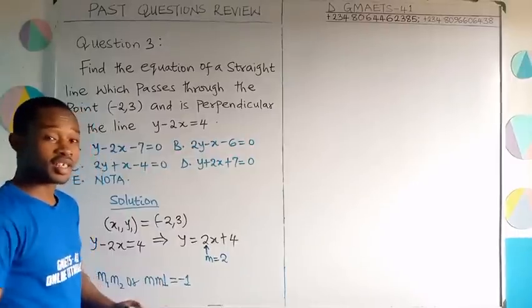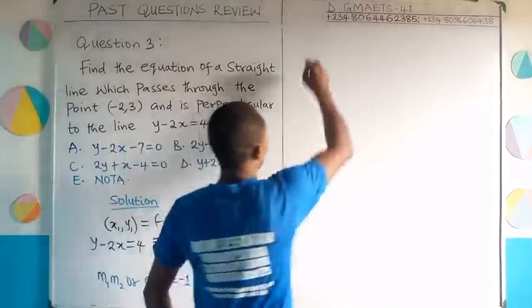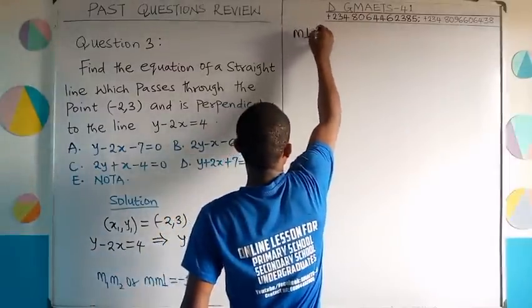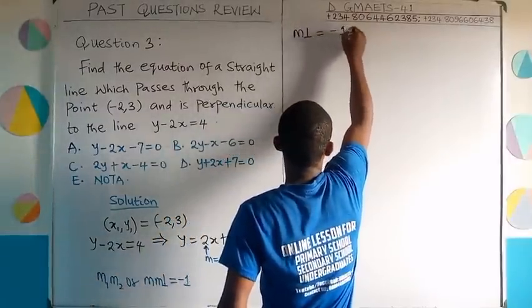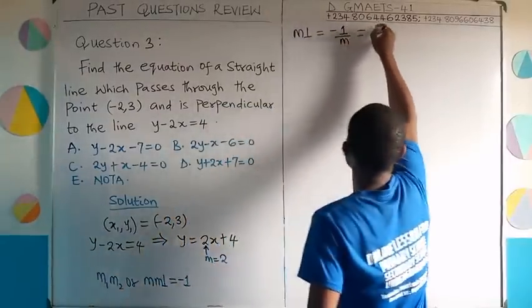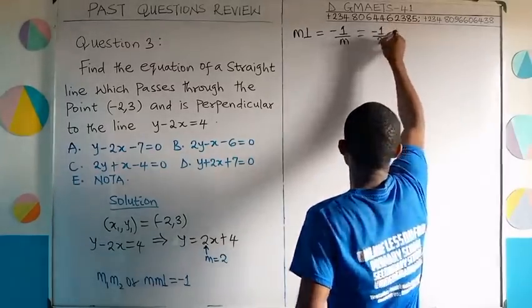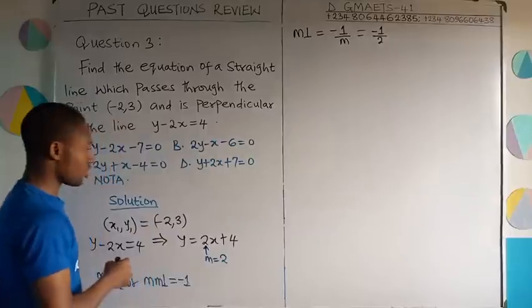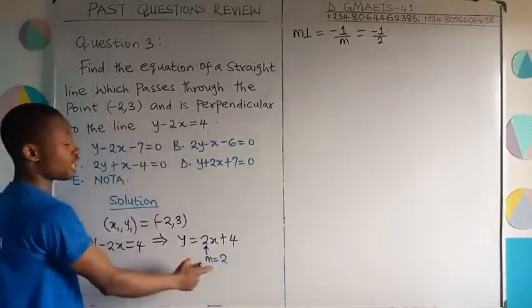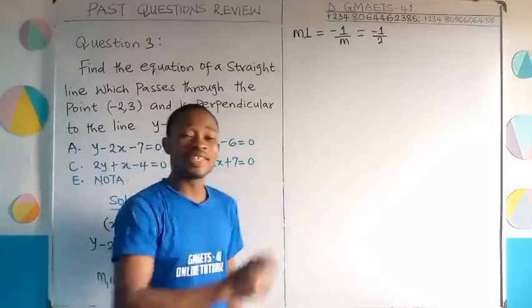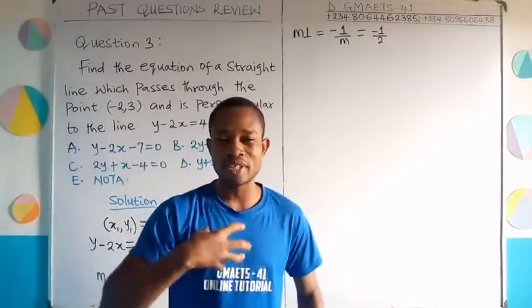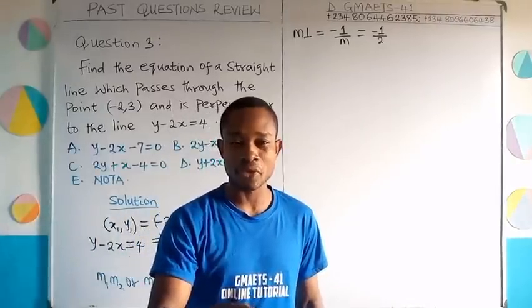Good. Having said that, let's get to business. I'm going to substitute. Clearly you see that m perpendicular will be equal to negative 1 divided by what? m. And that will be negative 1 all over 2. Because we got the gradient of this line to be equal to 2. Look at that. Now we've obtained the gradient of our own what? Perpendicular line, whose equation we are looking for.